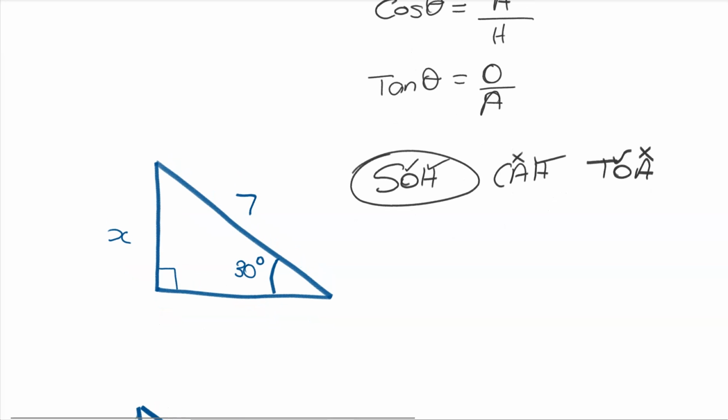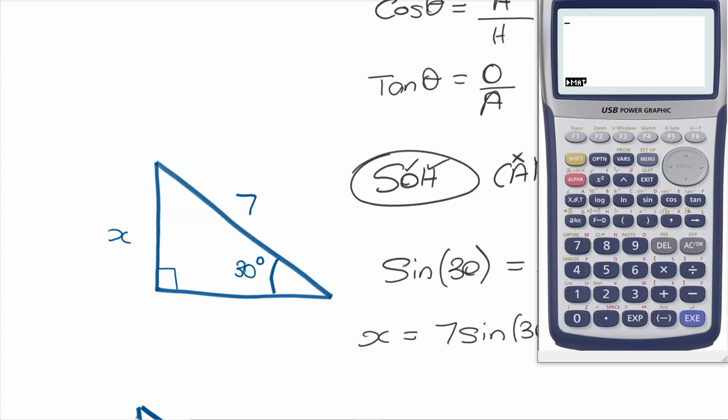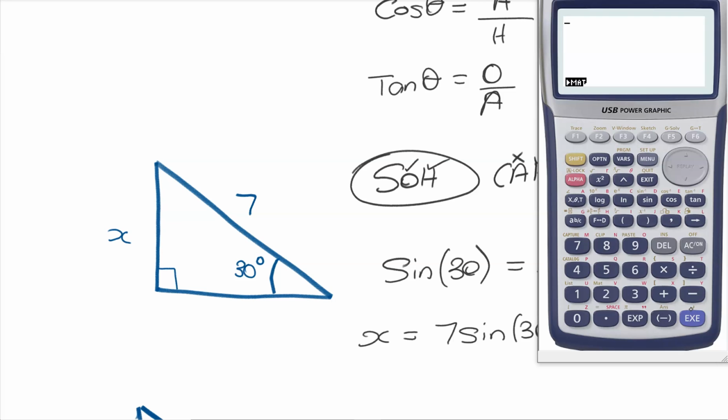So I'll write my function out. I've got sine of 30 degrees, which is the angle, is equal to the opposite, which is x, over 7. Now we're going to isolate x and solve. I can rewrite that by rearranging as x is equal to 7 multiplied by sine of 30. I'll go to my calculator and enter 7 sine 30, and I get a negative. Since that's happened, it's really important that I check my angle needs to be in degrees, because we're dealing with degrees here.